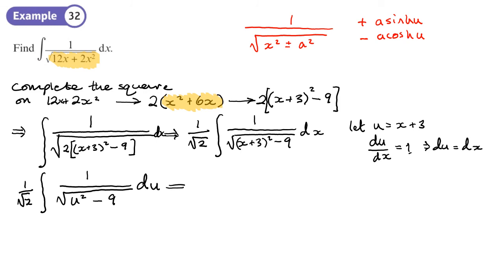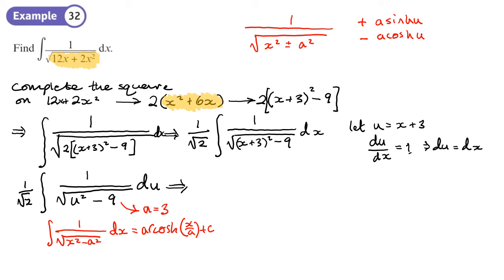So it tells us, and the result is this, that if I'm integrating 1 over the square root of x squared minus a squared dx, that becomes arcosh of x over a plus c. So in our case, it's the same. I've just got u instead of x, and a would be 3 in my case.